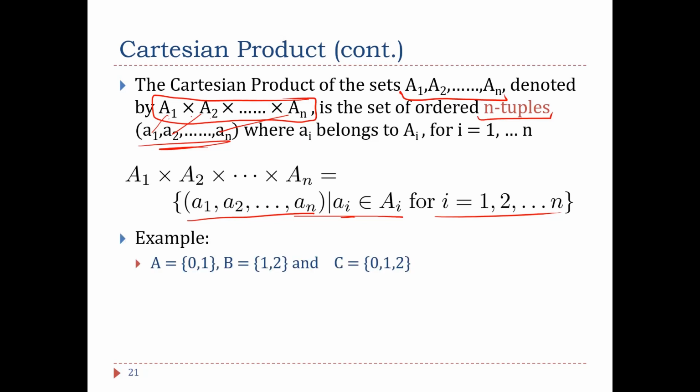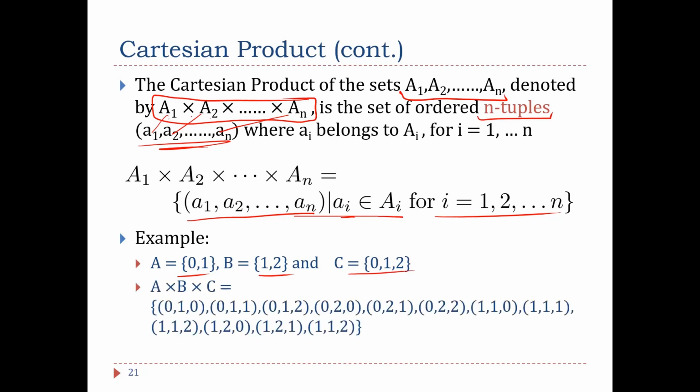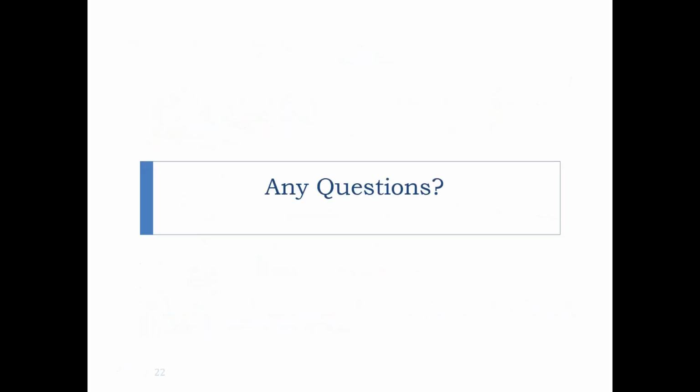Example: if A is equal to {0, 1}, B is {1, 2}, and C is {0, 1, 2}, then these are all the possible elements. Clearly, the size of the set would be equal to the size of A times the size of B times the size of C, which is 12 elements.